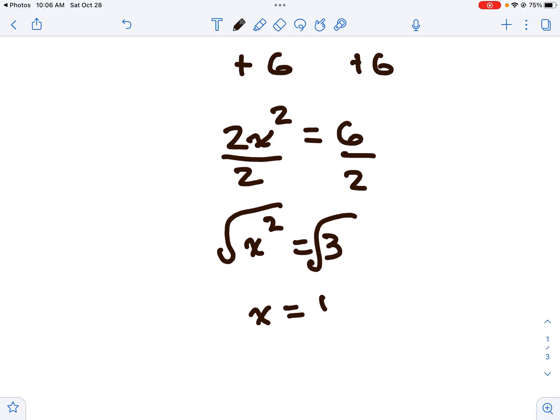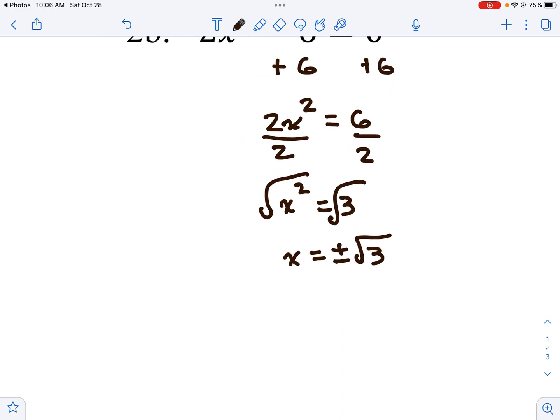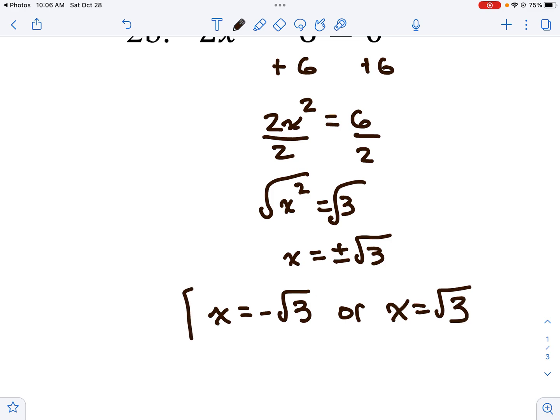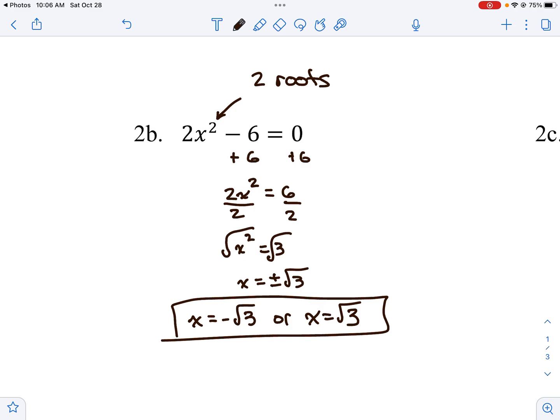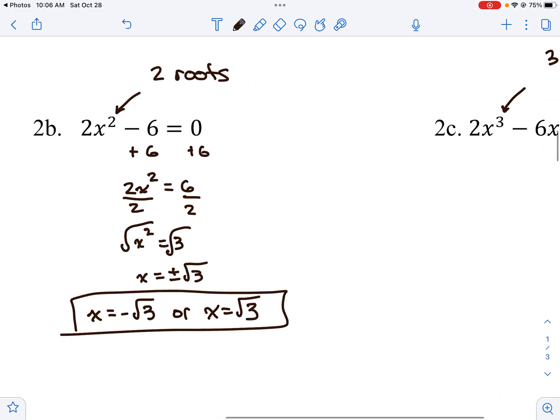And just remember that it's technically the plus or minus root 3. You can stop there, or you can rewrite it as x equals negative root 3 or x equals positive root 3. There are the 2 solutions. The 2 roots where, because we're equal to 0, the graph crosses the x-axis there.